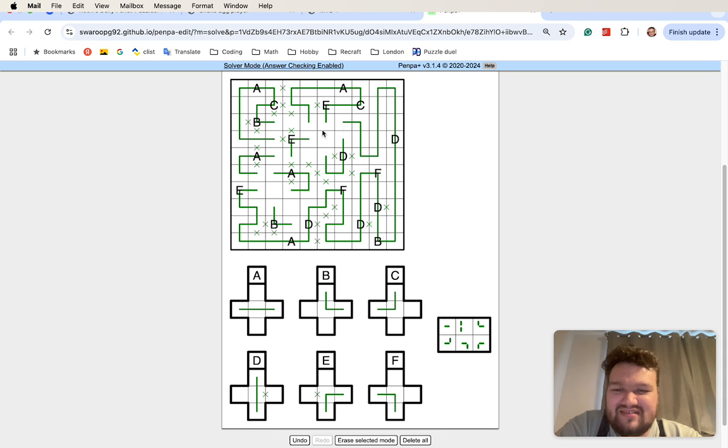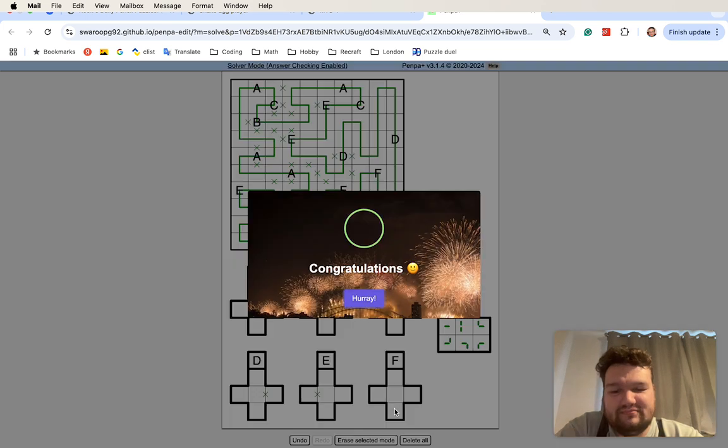But for now, it's just working through all the dead ends. Cannot connect the loop here, so it's like this. Cannot connect the loop here. Okay, that should probably do it. And need to remove all of that. Yay!